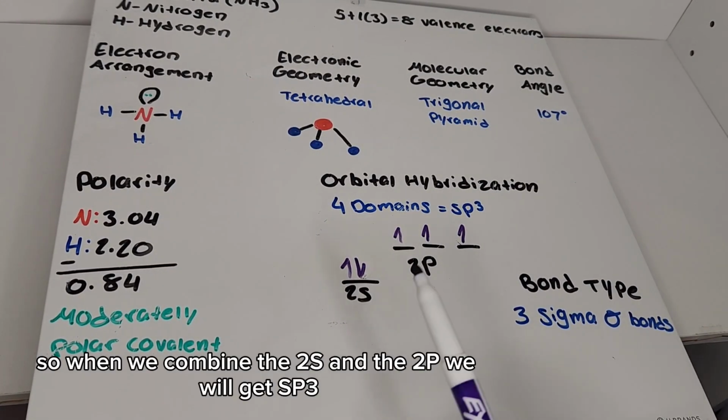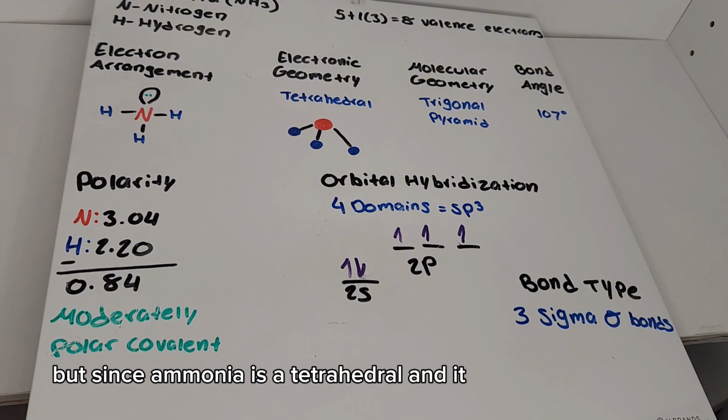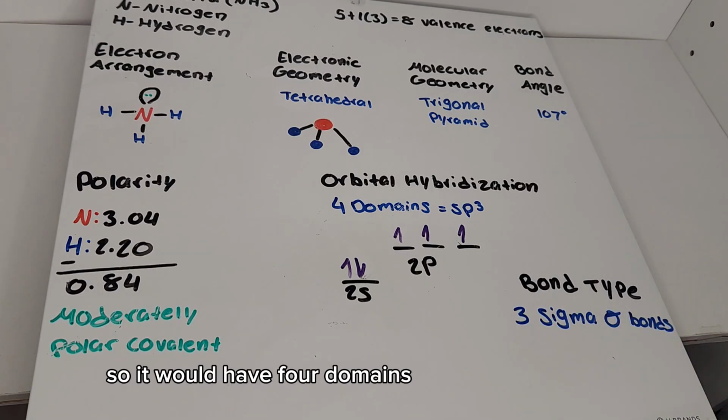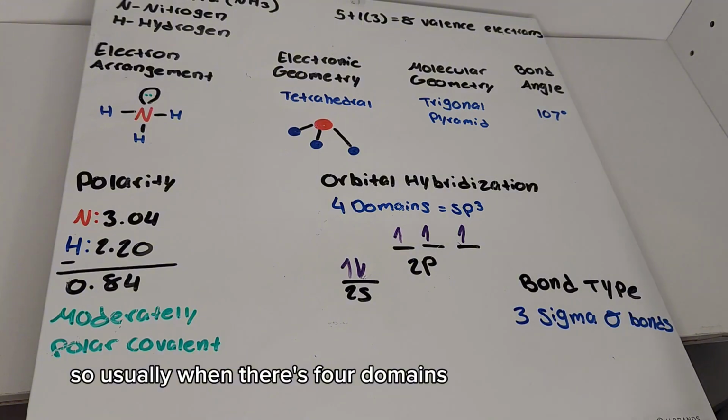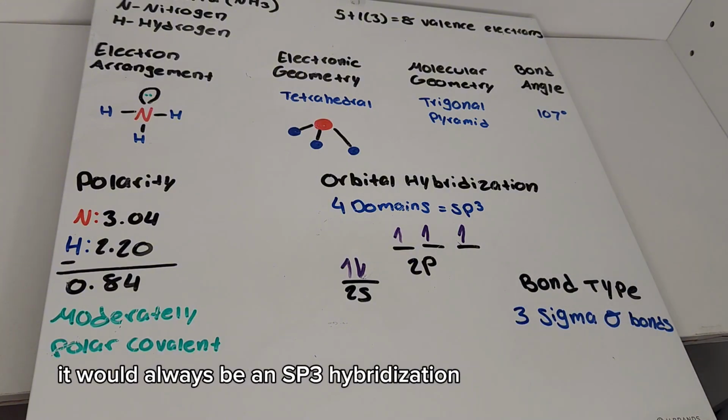So when we combine the 2s and the 2p, we will get sp3. Since ammonia is tetrahedral, it has 4 domains, and usually when there are 4 domains, it would always be an sp3 hybridization.